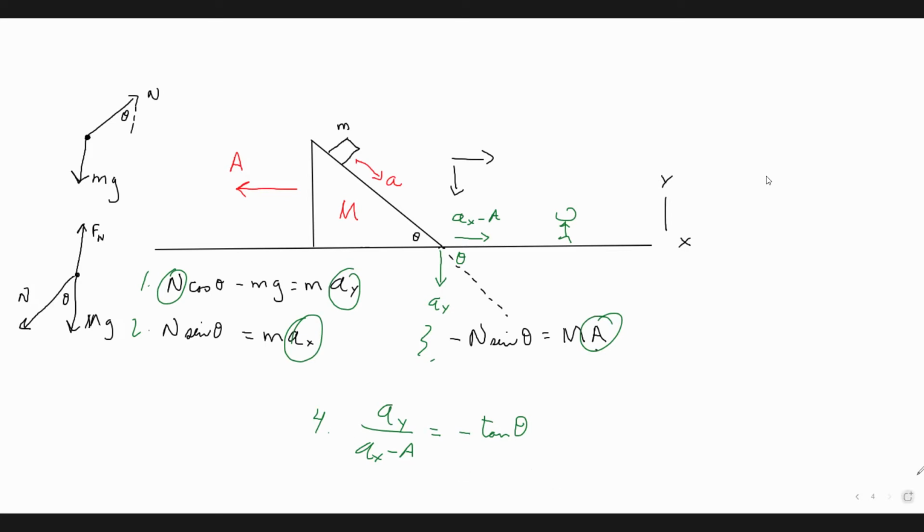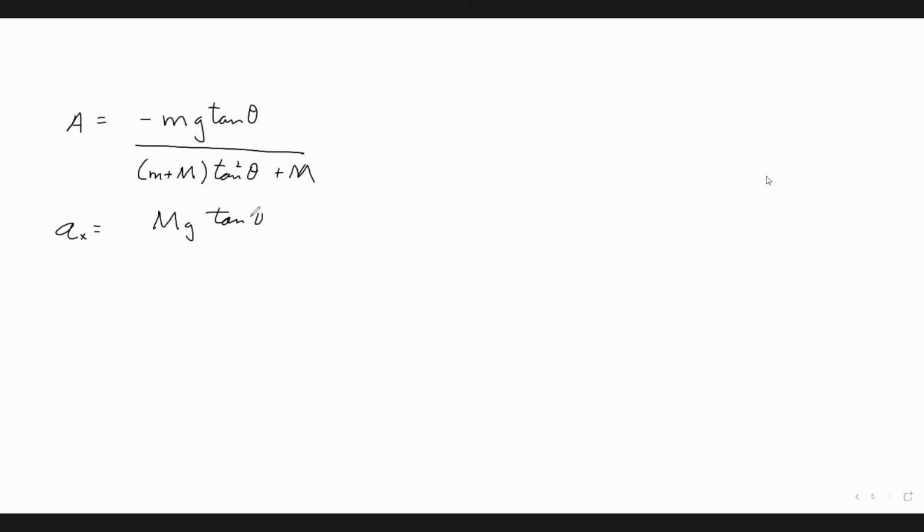And I will give you the answers. The acceleration capital A is equal to minus mg tangent theta over little m plus big M tangent squared theta plus big M. And A sub x is equal to big M g tangent theta, divided by the same thing: little m plus big M tan squared theta plus big M.